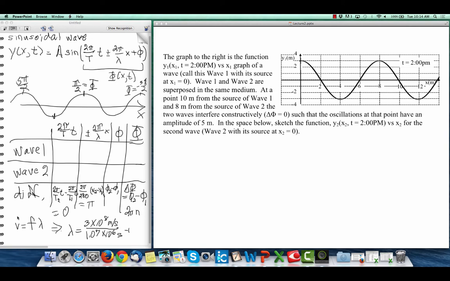Why is that 5 not 6? Is it interference or interfering constructively? It doesn't seem like it's perfect constructive interference.